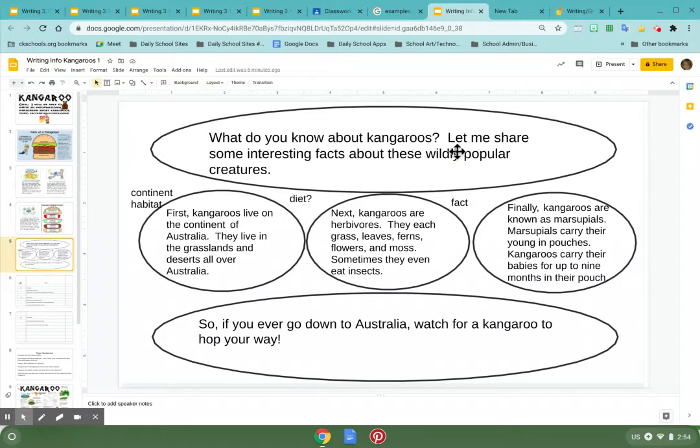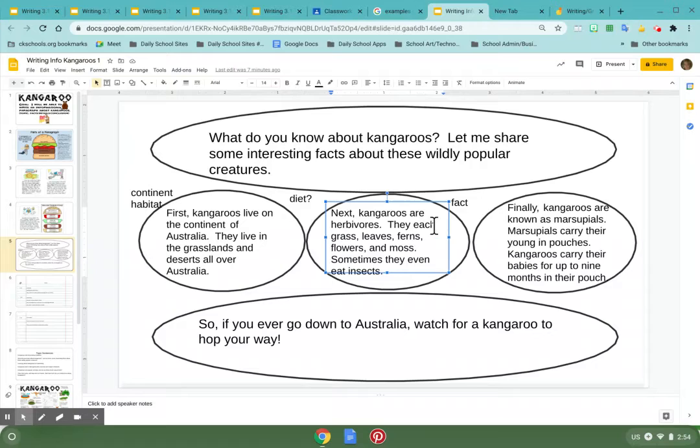All right, now, what mine looks like if I were to read mine is, what do you know about kangaroos? Let me share some interesting facts about these wildly popular creatures. First, kangaroos live on the continent of Australia. They live in the grasslands and deserts all over Australia. Next, kangaroos are herbivores. They eat, oh, there's a word I missed. Did you see that? They eat, that's why I always reread my writing and clean it up. They eat grass, leaves, ferns, flowers, and moss. Sometimes they even eat insects.